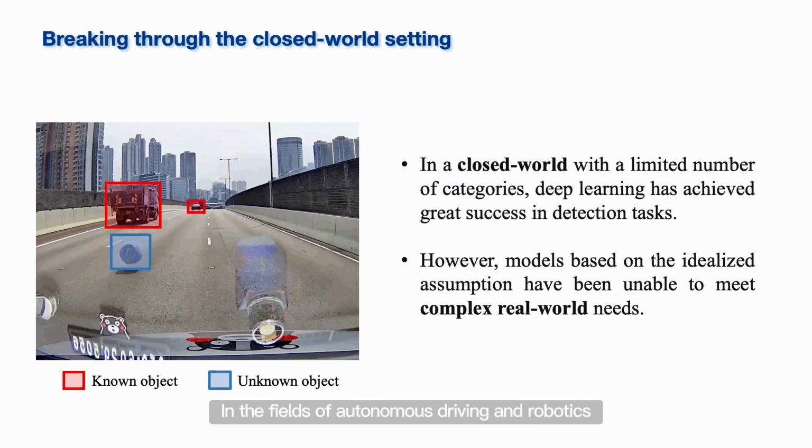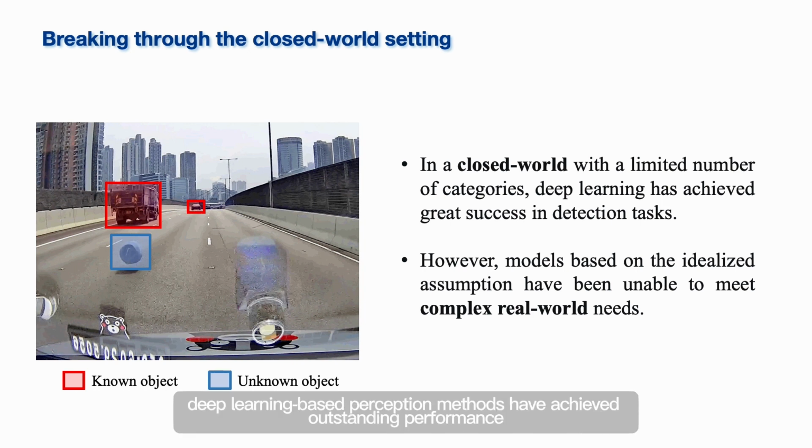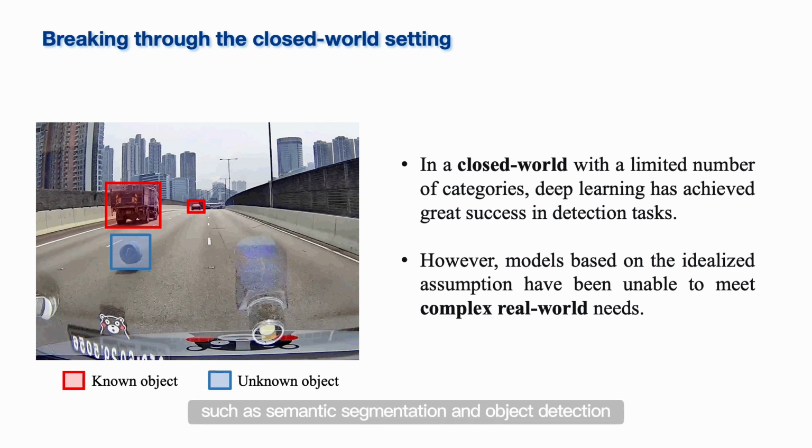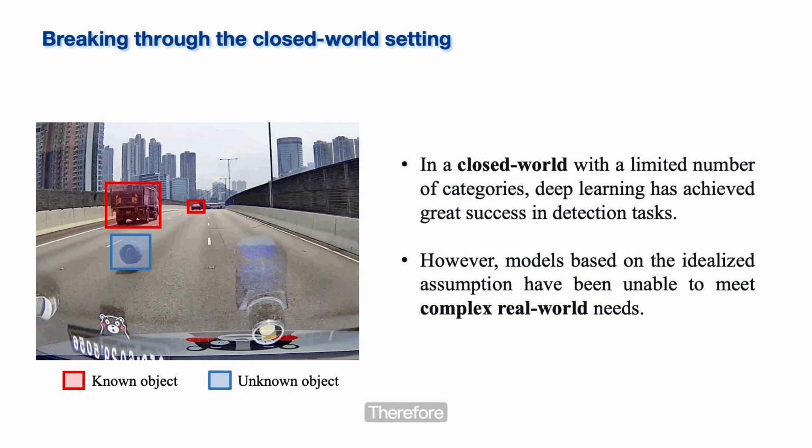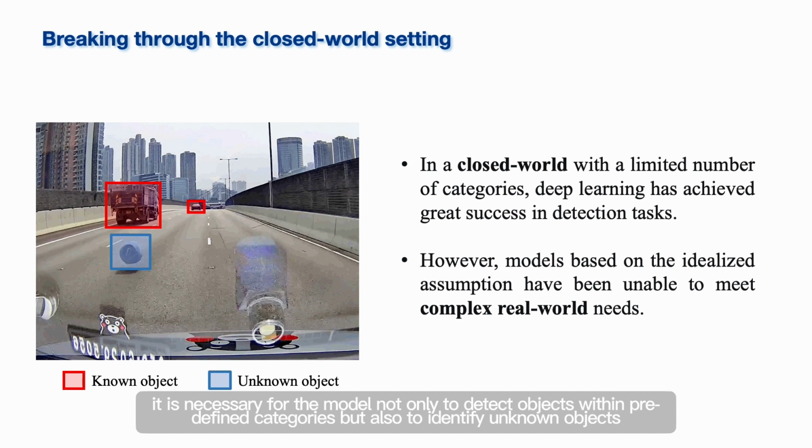In the fields of autonomous driving and robotics, deep learning-based perception methods have achieved outstanding performance, such as semantic segmentation and object detection. However, many of them rely on the closed world assumption, which limits their ability to identify never-seen-before objects. Therefore, it is necessary for the model not only to detect objects within predefined categories, but also to identify unknown objects.